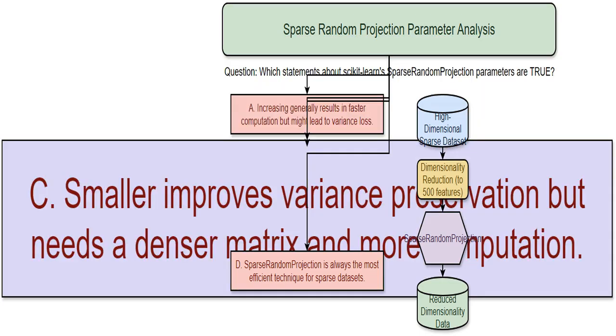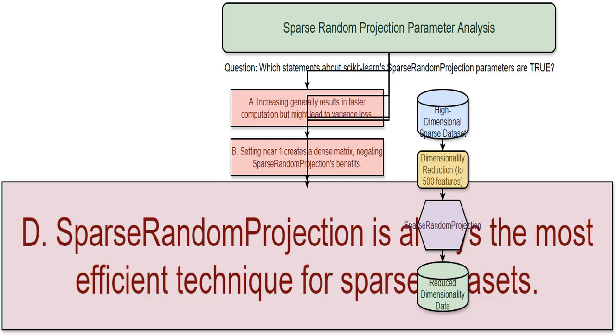The epsilon, EPS, parameter controls the accuracy. A smaller EPS means better variance preservation, more accurate results, but you'll pay the price in computation time and a denser projection matrix. This is false.